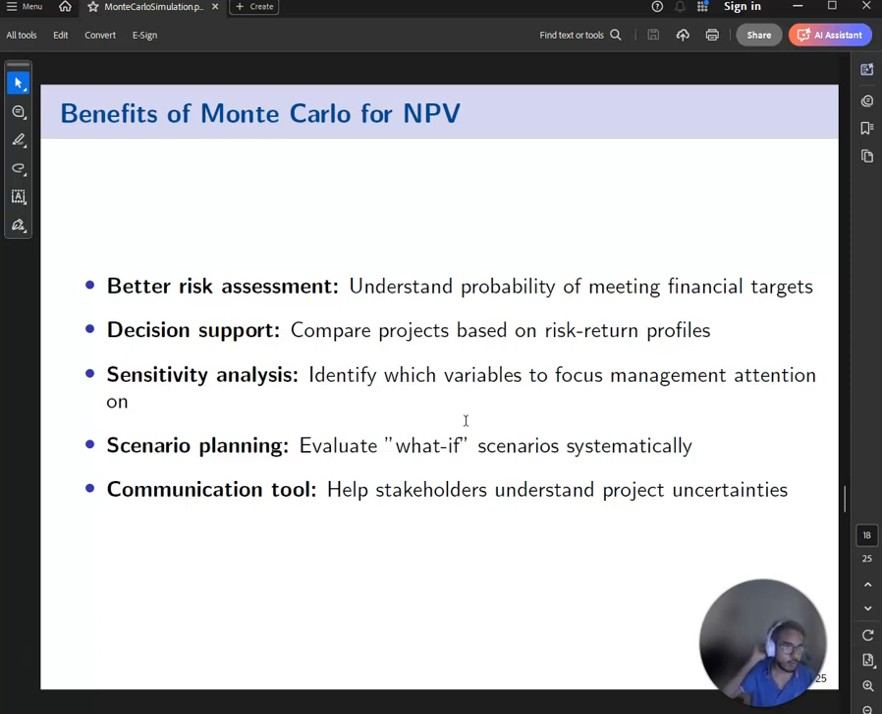To summarize, Monte Carlo gives us a much better assessment of risk because it explicitly accounts for uncertainty in our decision making. We can also do sensitivity analysis. We can identify which of the variables we're working with to focus on, and how sensitive they are. And we can also create multiple what-if scenarios systematically. So if we tweak the numbers, if instead of 5 million I use 10 million or 2 million, what would the scenario look like? We can do that as well.